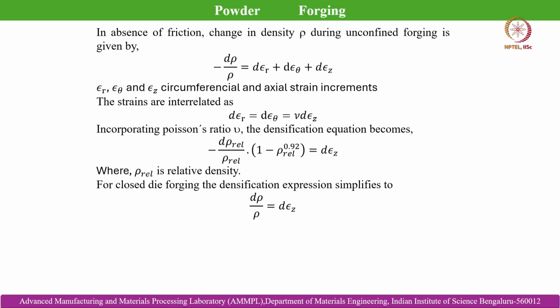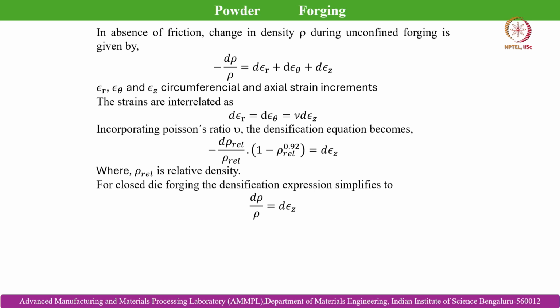Okay. So, the square screens of different mesh sizes are the most common method to determine the powder particle size. Now, in absence of friction, the change in density rho during unconfined forging is given by minus d rho by rho equal to d epsilon r plus d epsilon theta plus d epsilon z. Here epsilon r, epsilon theta and epsilon z are the radial, circumferential and axial strain increments. The strains are interrelated as d epsilon r is equal to d epsilon theta is equal to nu d epsilon z.